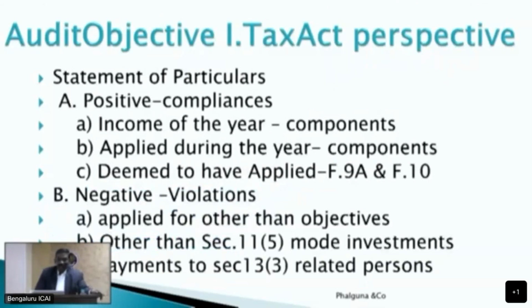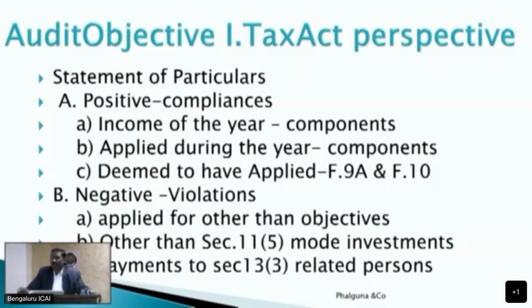So the first part is the audit report, either 10B or 10BB. The second part is known as the statement of particulars. The same word is used in 3CD also. 3CD is a statement of particulars. So here also, the 10B second part and the 10BB second part is the statement of particulars. What do they want in the statement of particulars? Positive compliances they are putting as questions. In the second part, negative conditions they are putting as questions.